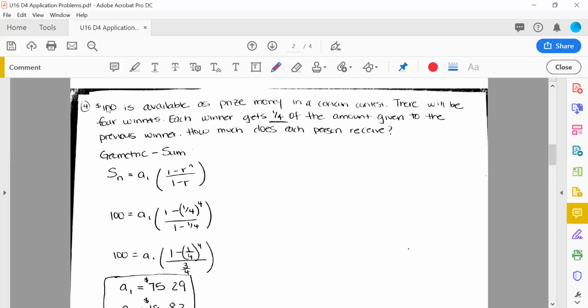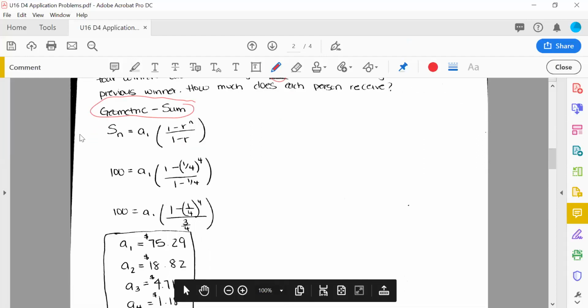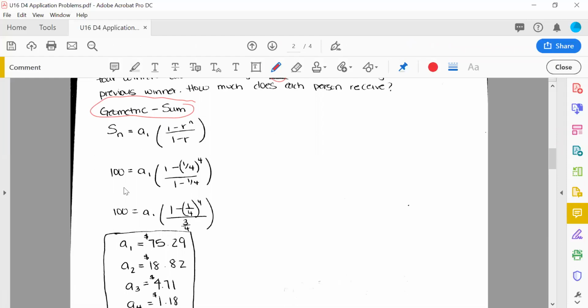So in other words, that's how much money is available to give out to all 4 people. So 1/4 is definitely geometric because you're dividing by 4 or multiplying by 1/4 each time. And we're going to use the sum formula here. And the interesting thing is that we know what the sum of 4 terms is. It's $100. All 4 prize amounts have to add up to 100.